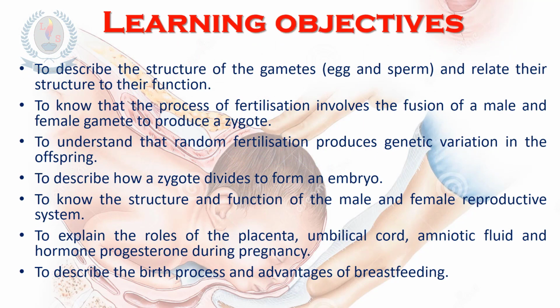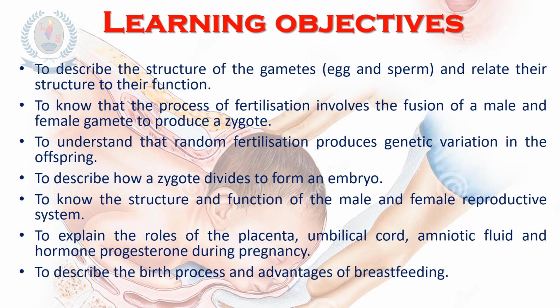Learning objectives. Here I am going to describe the structure of the gametes, which are egg and sperm, and relate their structure to their function. Also, you will know the process of fertilization, which involves the fusion of the male and female gametes to produce a zygote. And you will understand random fertilization and genetic variation in the offspring.